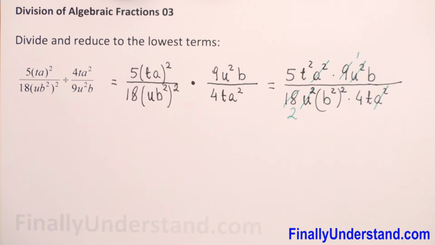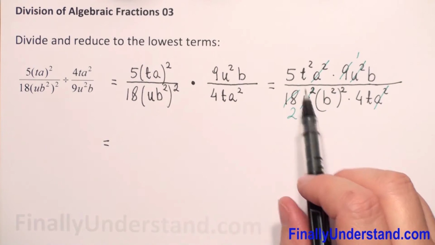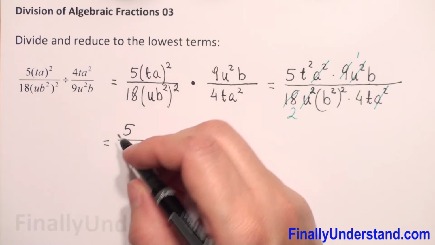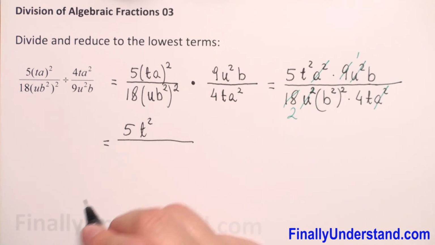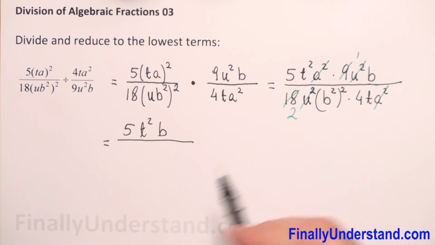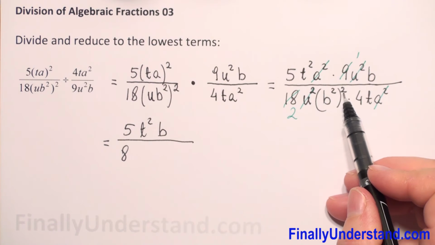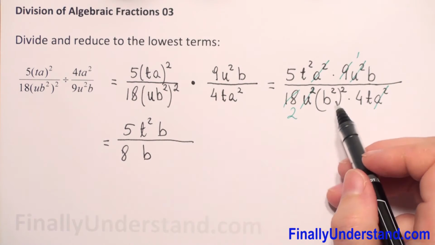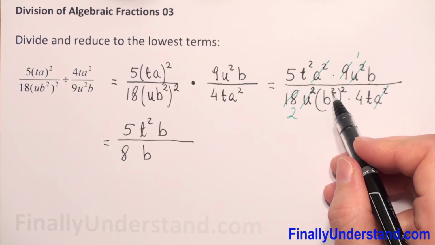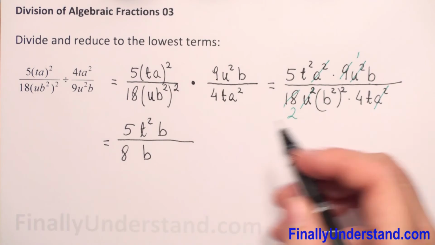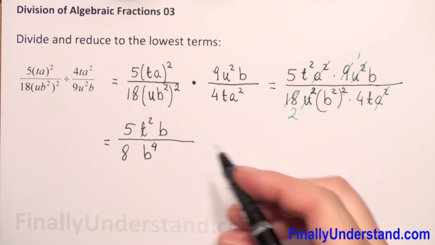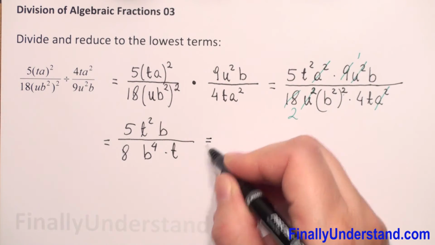So now we have in the numerator 5 times 1 is 5, and we have t squared and b, and in the denominator we have 2 times 4 is 8, and we have b to the second power, so we have power to power, so it will be b, and we have to copy the base, and we have to multiply exponents, so 2 times 2 is 4, and we have times t, so this is equal.